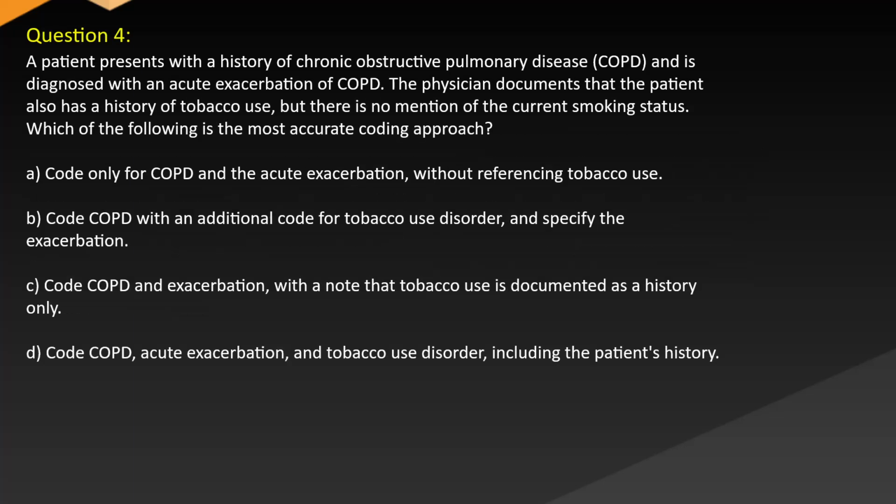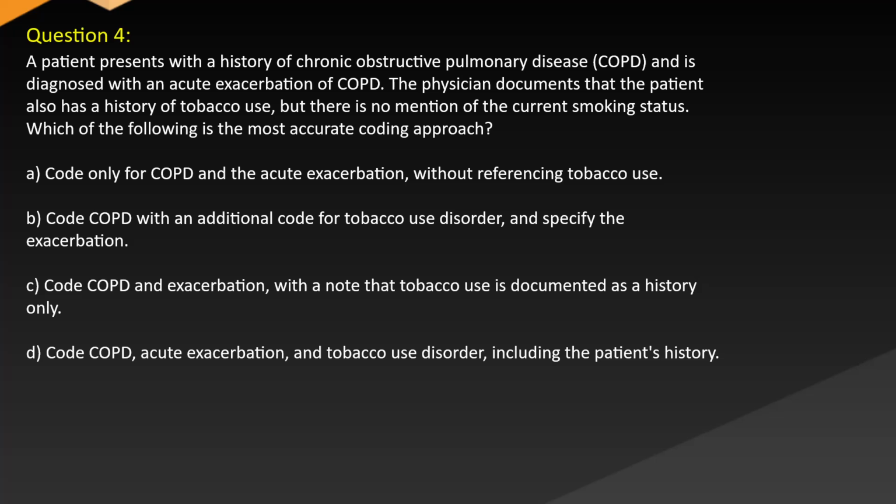Question 4. A patient presents with a history of chronic obstructive pulmonary disease (COPD) and is diagnosed with an acute exacerbation of COPD. The physician documents that the patient also has a history of tobacco use, but there is no mention of the current smoking status. Which of the following is the most accurate coding approach?